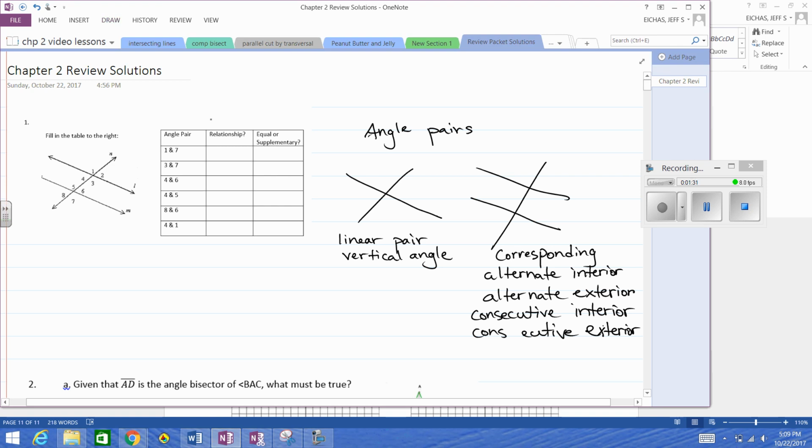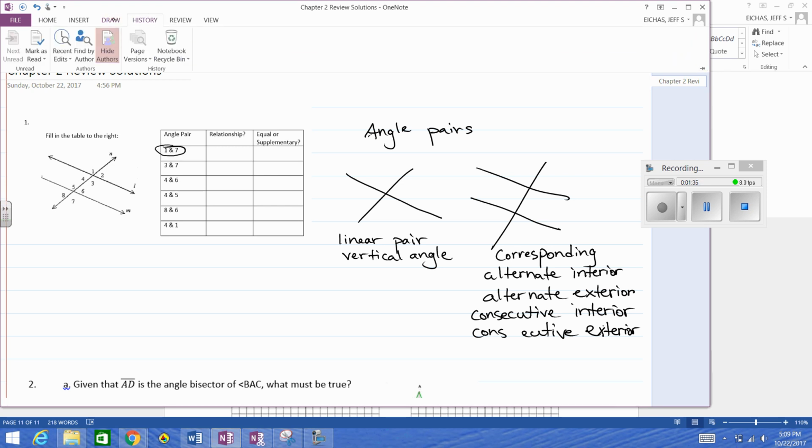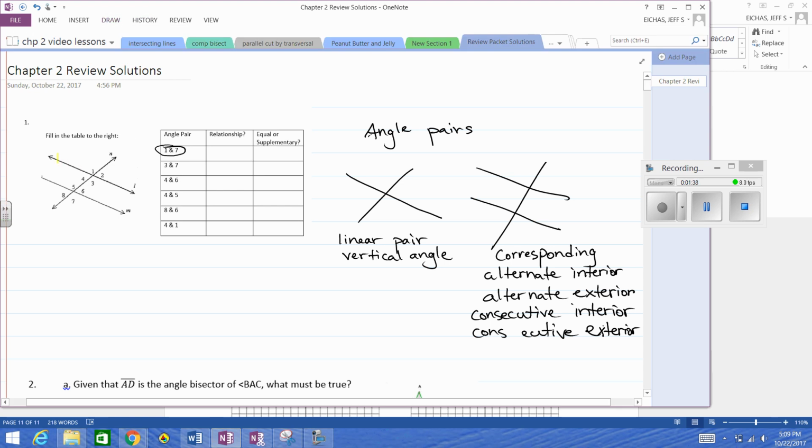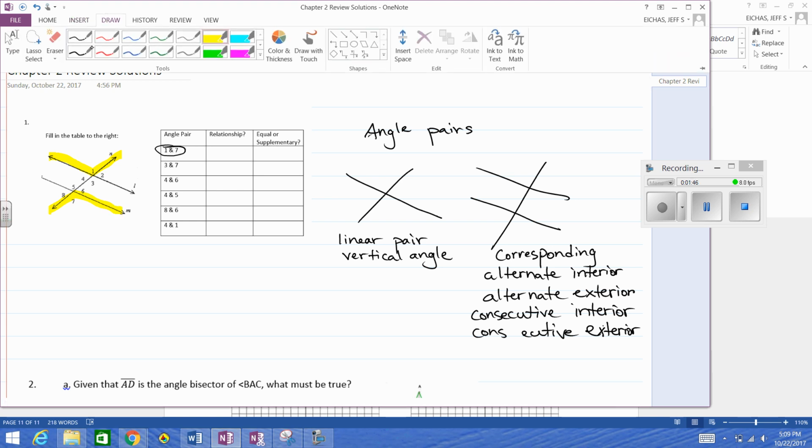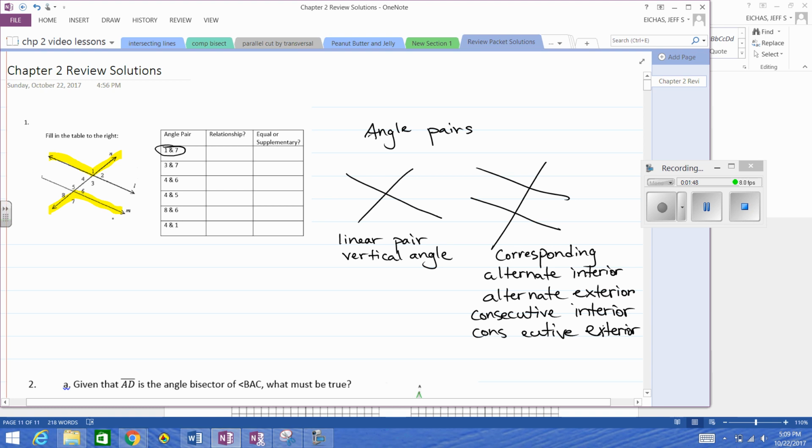All right, so we're going to start with angle 1 and 7. First we want to highlight those. So it's this angle, there, and there. Now it's going to be alternate exterior. 1 and 7 are on opposite sides of the transversal. They're not in the same intersection, so it's one of these. It's going to be alternate exterior. So where am I going to put that? Angle pair. Okay, we can't squeeze it in there.